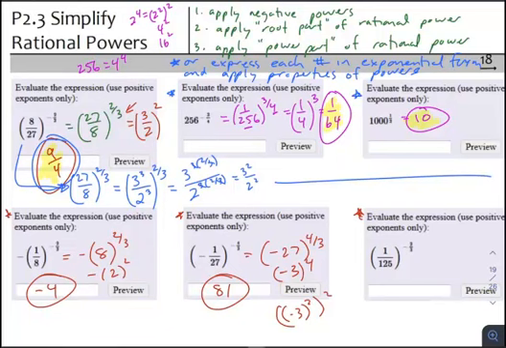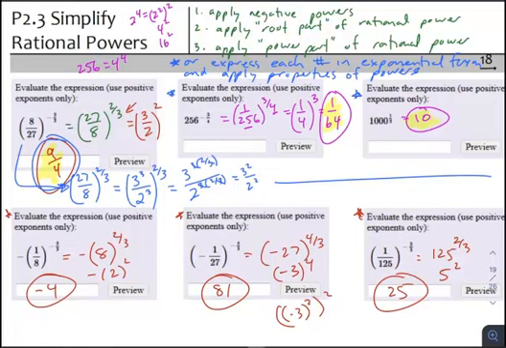Finally, this last example, apply the negative first. So I'm going to move my 125 up to the numerator, and it's to the power of 2/3. Apply the cube root. Cube root of 125 is 5. 5 squared is 25. And so again, if you work through and use the root part first, that will usually be the easiest thing to do.